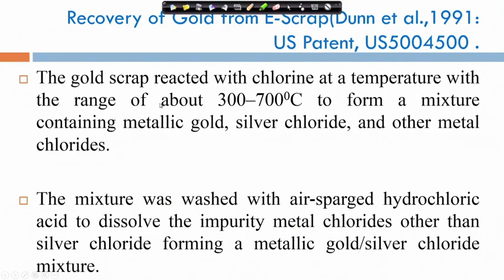Then there is another process for the recovery of gold from e-scrap, by Dunn et al. in 1991, who put that paper out. Here you have the gold scrap, and you react it with chlorine at a temperature in the range of around 300 to 700. That makes a mixture of metallic gold, silver chloride and other metal chlorides. The mixture is washed with hydrochloric acid, which dissolves the metal chlorides other than silver chloride, forming a metallic gold and silver chloride mixture.